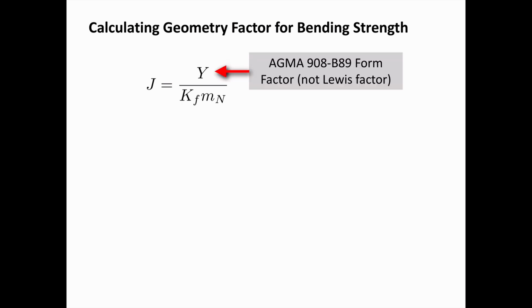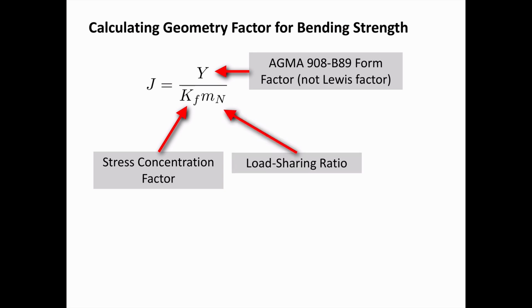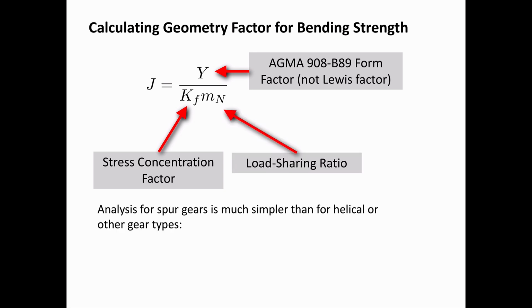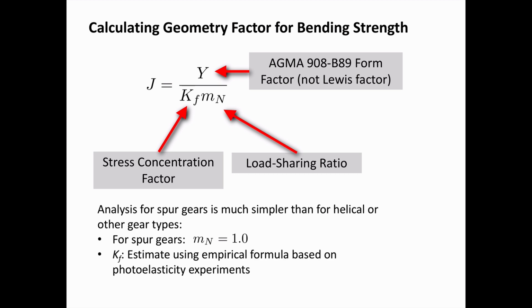Now, Y is not the Lewis form factor. This is another form factor defined by the AGMA, so keep that in mind. And K sub F, that's the stress concentration factor, and M sub N is the load sharing ratio. So the analysis for spur gears is more simple than for helical or other gear types. For spur gears, M sub N is simply 1.0.